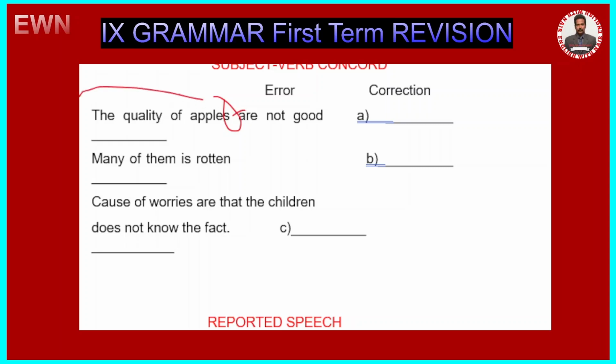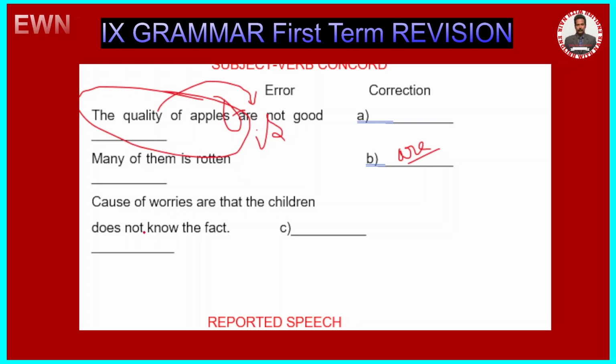The subject is combined together. The quality of apples: the subject word is quality, not apples. So it is more appropriate to put is. The answer will be: the quality of apples is not good. Many of them is rotten. Now, many of them: the idea is about separating all, not many. So many of them are rotten, because it wants to convey each of them.